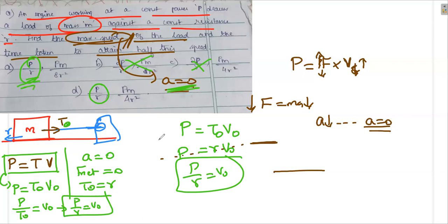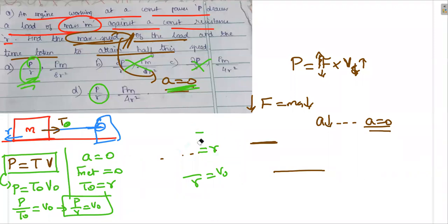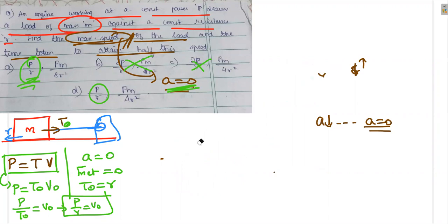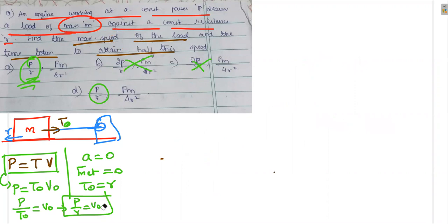Okay, right. Next, the time taken to attain half of this speed. So now I have to find the time taken. So I remove these things. One second. Now I have to write an equation and solve it. Kinematics. Now they are asking for time, so I have to write the kinematic equation and then solve for it.